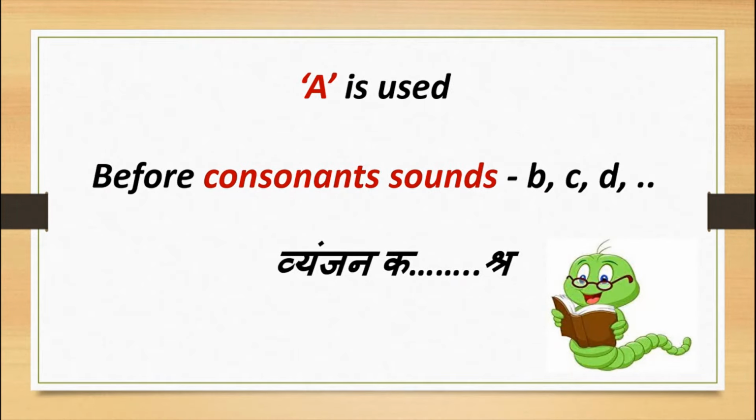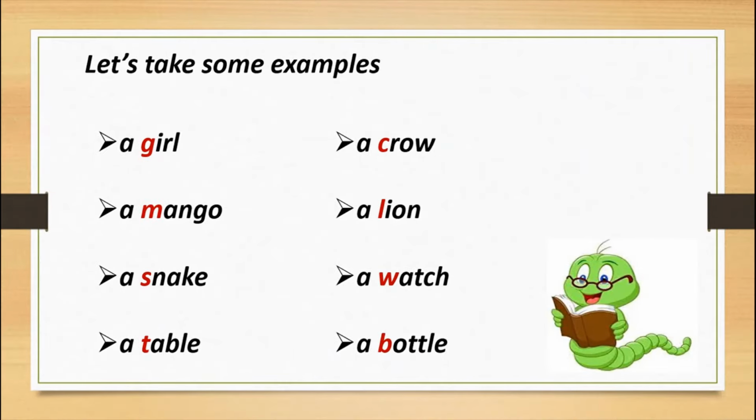और consonant sound या फिर व्यंजन का बेस्ट फ्रेंड है A. वो जब भी consonant की sound सुनता है तो उसके पास चला जाता है. Consonant sound मतलब ब, क, ड, etc. Let's take some examples जहाँ पे consonant sounds और सिर्फ व्यंजन सुनाई देते हैं. जैसे अ, ग, गर्ल.